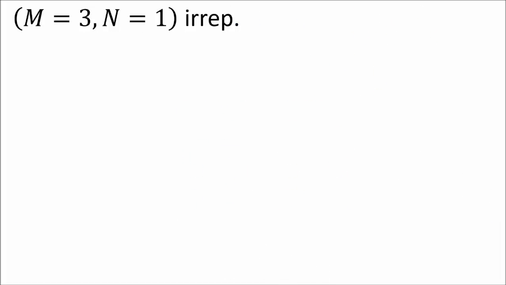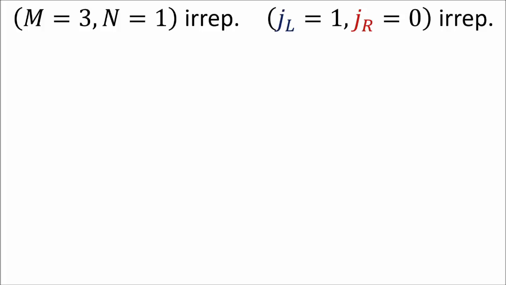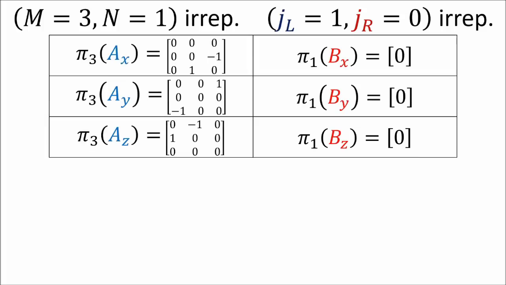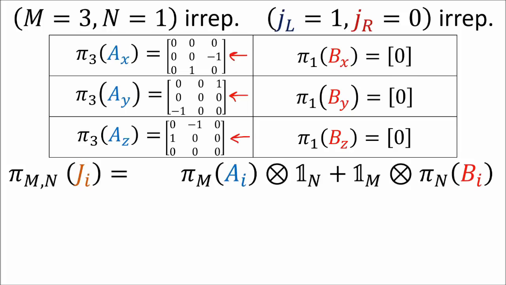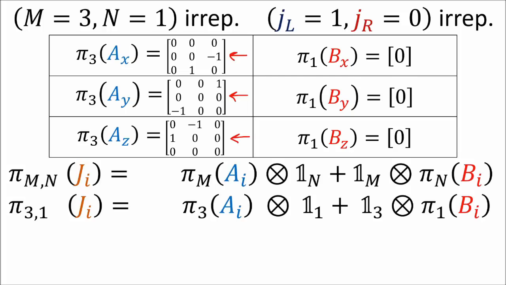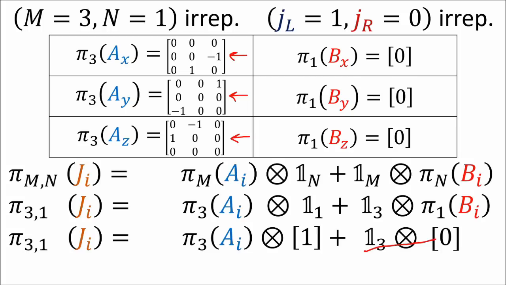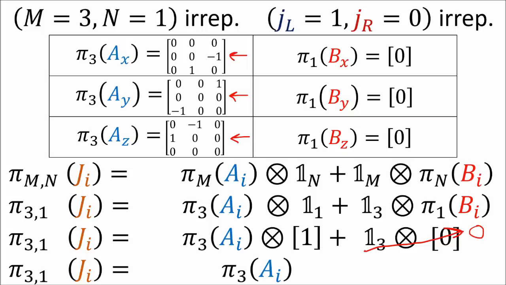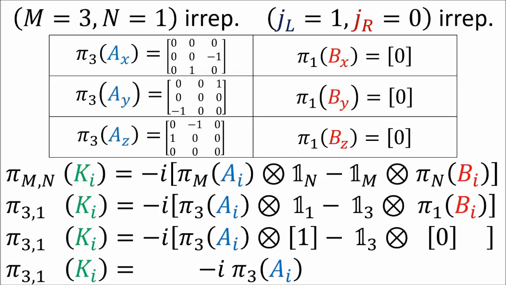Now let's look at the m equals 3, n equals 1 representation. In terms of spins, this is the 1, 0 representation. The 3D representation of SU2 matrices is the same as the case of the generators for standard 3x3 rotation matrices. As we saw before, when one of the representations is 1 by 1, its term in the sum goes to 0, and the tensor product with the 1 by 1 identity doesn't change the result. So we end up with the standard 3x3 rotation generators. And for boosts, we just multiply them by -i.